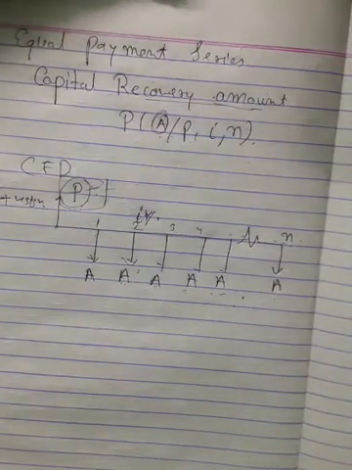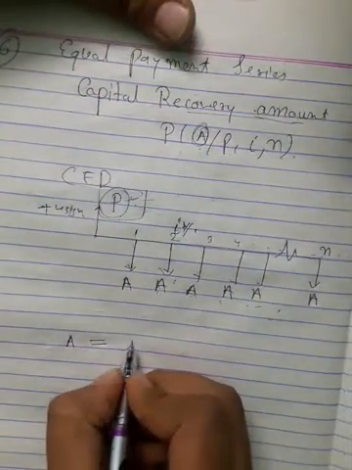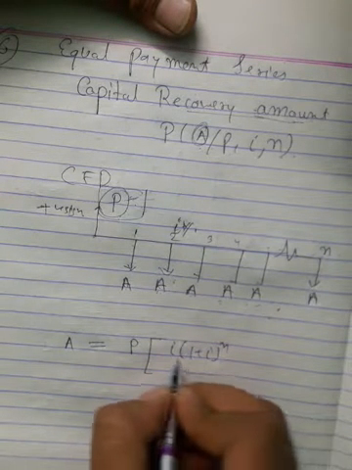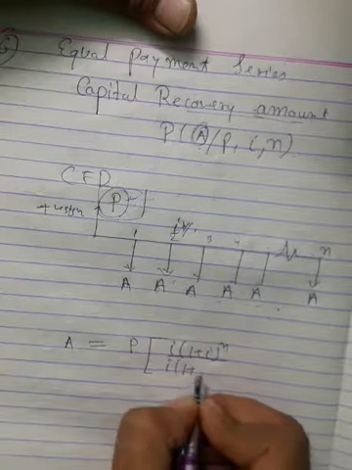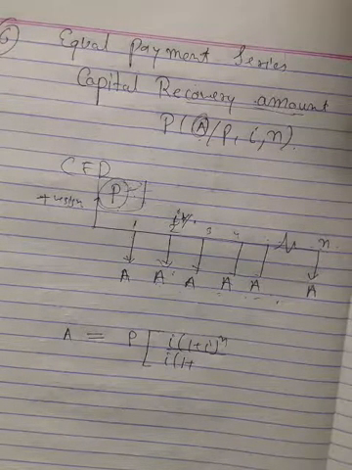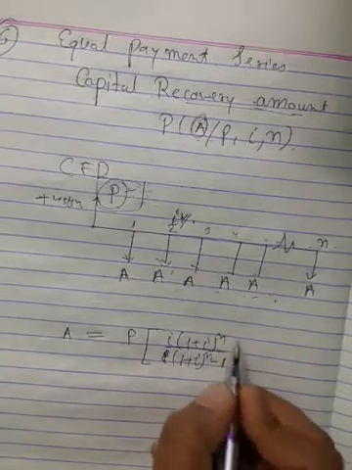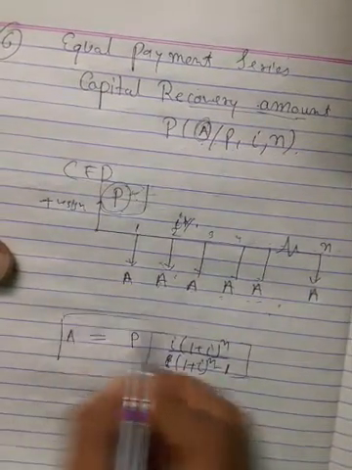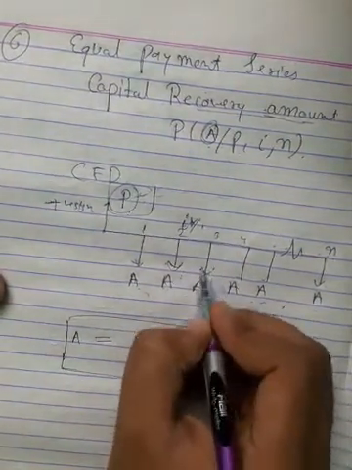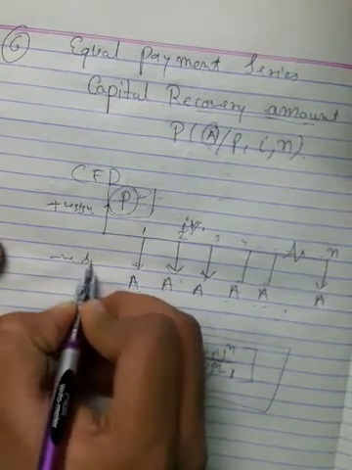To find that, the formula is A equal to P times I times (1 plus I) to the power n, divided by, sorry, it is not I, (1 plus I) to the power n minus 1. This is the formula to find the annual amount that I need to pay to the bank. Since it is an expense, an outflow from you, this is a negative sign.